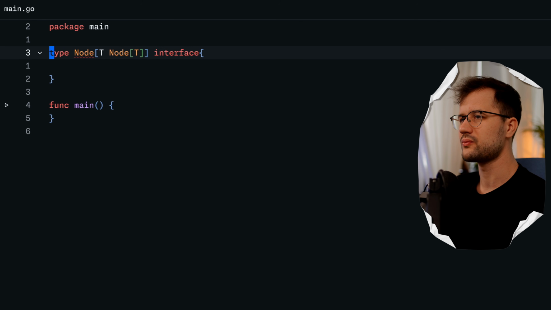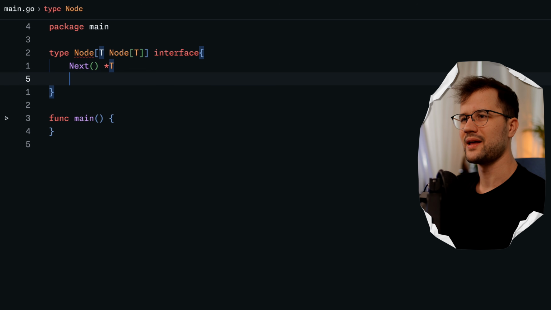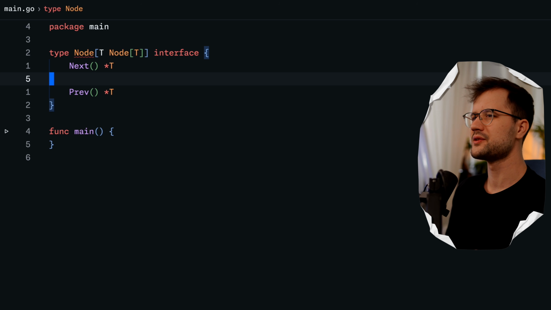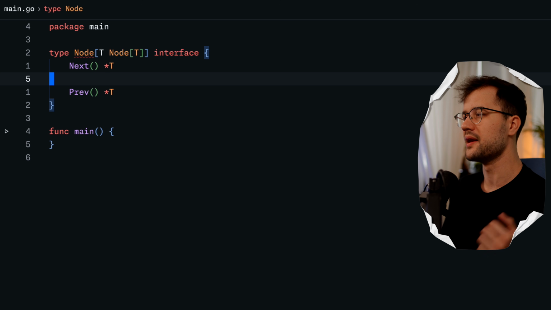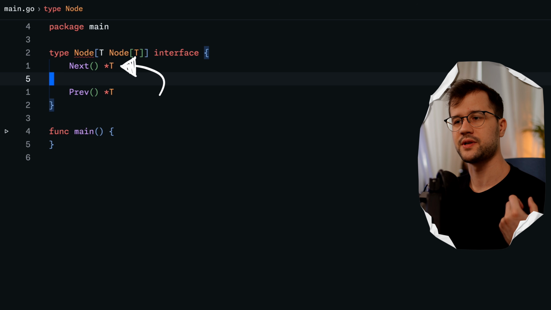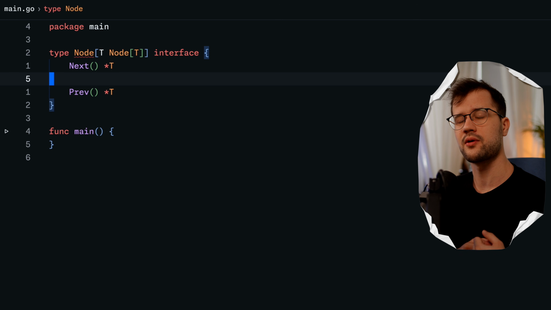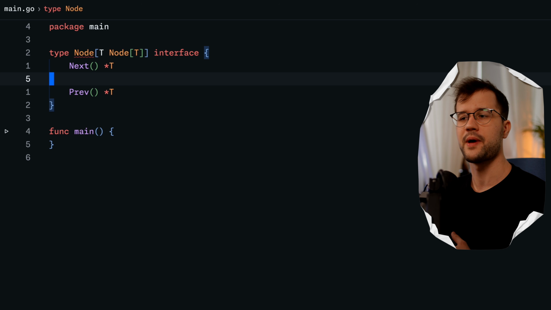Now in this Node interface, we will declare two methods. The first one is Next, returning a pointer *T, and then we will also have a Prev function, which will also return a pointer *T. In plain English, this means that T must be a type that has Next and Prev methods that return a pointer to itself, not to some other type, not to any. The Next method returns this pointer *T, which is a pointer to the concrete type. Because of the recursive constraint, the compiler knows the return type is *T and not a vague any. The Prev method works the same, but points backwards in the list.